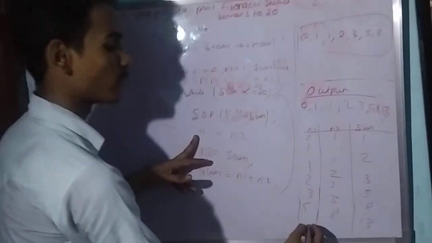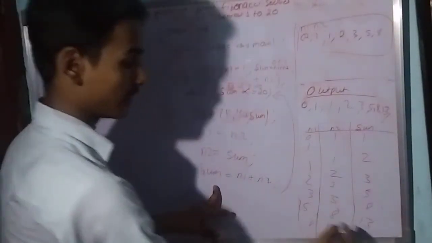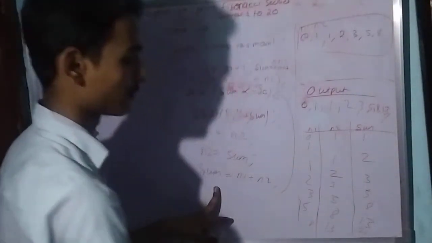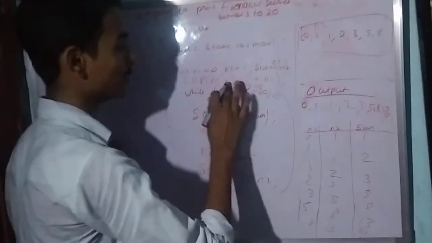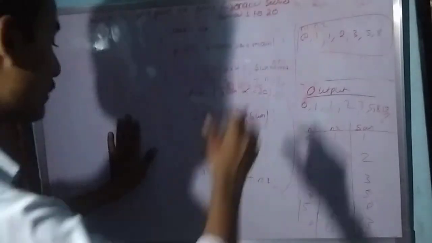Then 8 will get stored in n1. Then n2 value becomes 13. 13 plus 8, 21. Sum value becomes 21. Now the condition will be checked. 21 less than or equal to 20. Condition is false. It will come out of the loop.